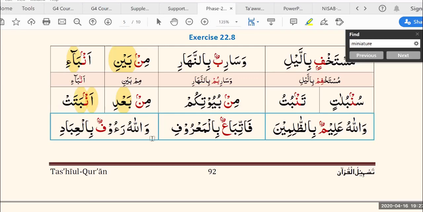Last one. Wallahu ra'ufum bil ibad. Okay. I mentioned this to one of the previous students as well. The lam. What do you have to do? It has to be a thick lam because there's a fatha before it. Yes. So the previous mutaharrik letter has a fatha stroke, so it will have a thick sound.